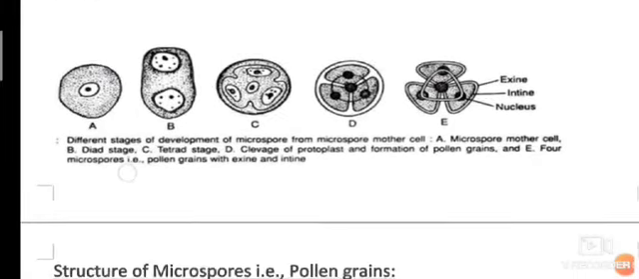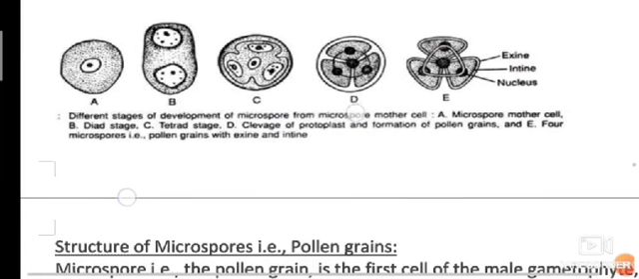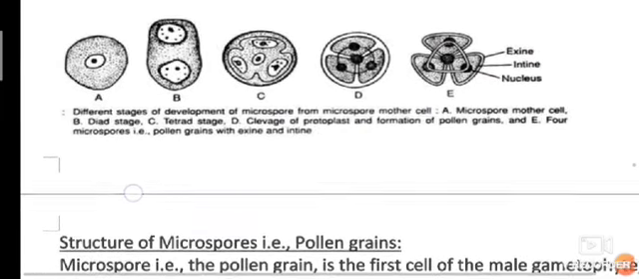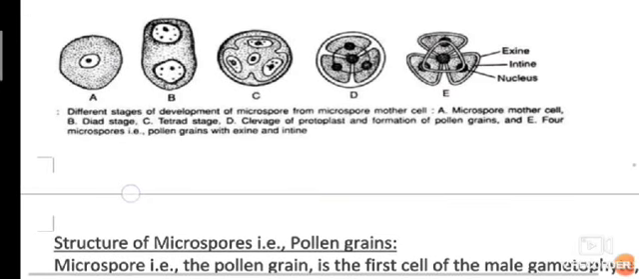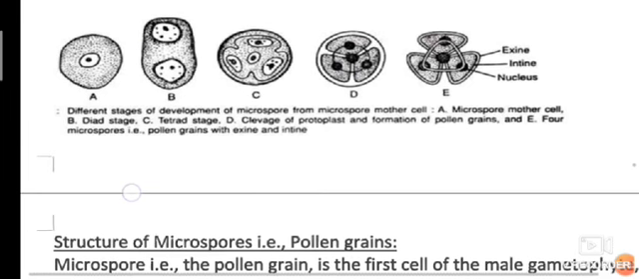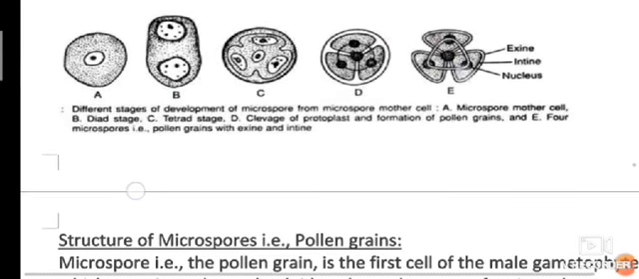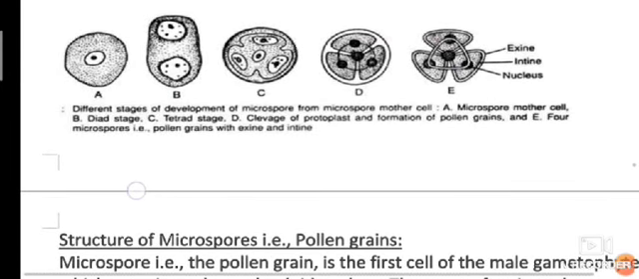See this picture? Different stages of development of microspores from the microspore mother cell. The first one is a microspore mother cell. First division, that's called the dyad stage. The third picture, the tetrad stage. The fourth picture, cleavage of protoplasm and formation of pollen grains. The last picture, 4 microspores, that is pollen grains with exine and intine.